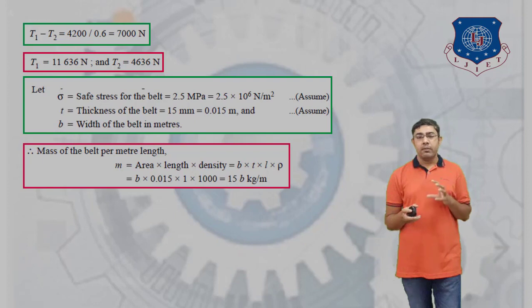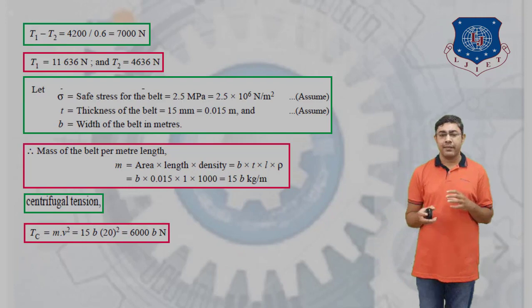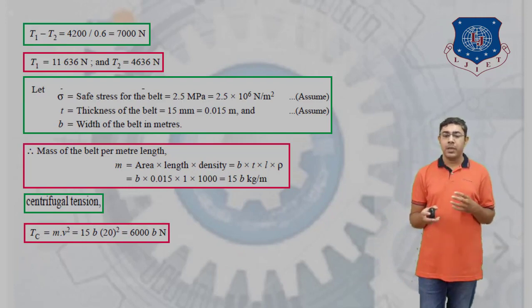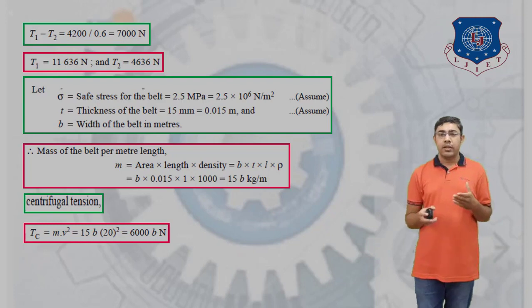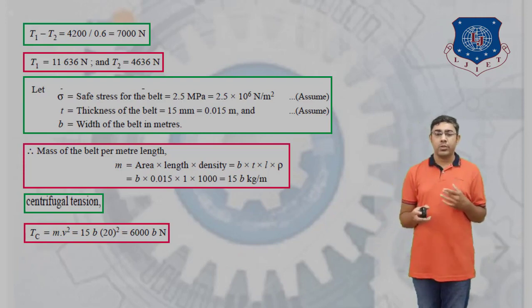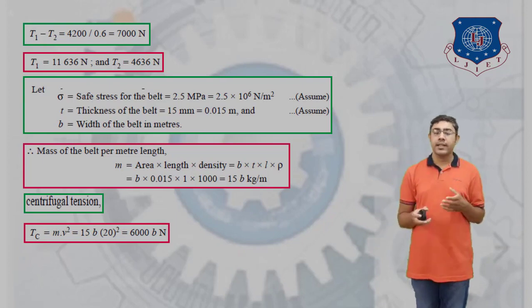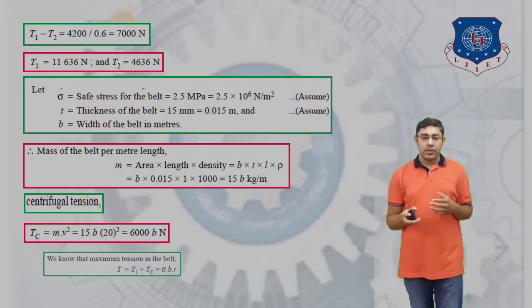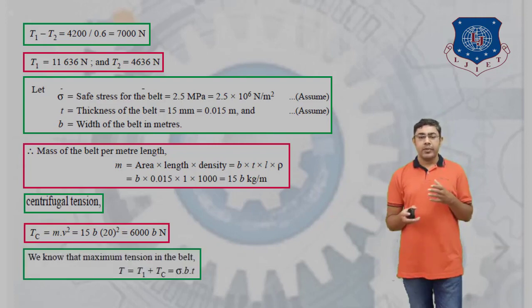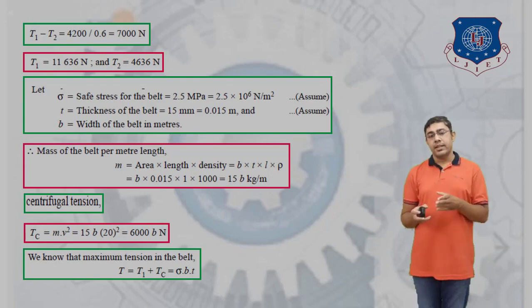Now we have the value of mass, so we can calculate the centrifugal tension, which is equal to mv squared. Here m is 15 into b, and v is 20 meters per second, which is given in our problem. So Tc is equal to 15b into 20 raised to 2, and we get the centrifugal tension equal to 6,000 into b newtons. We know the maximum tension in the belt is T = T1 + Tc, and that is equal to sigma into b into t.